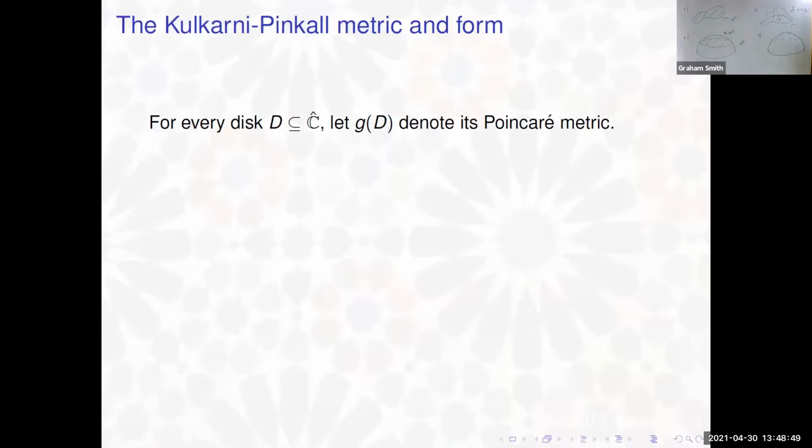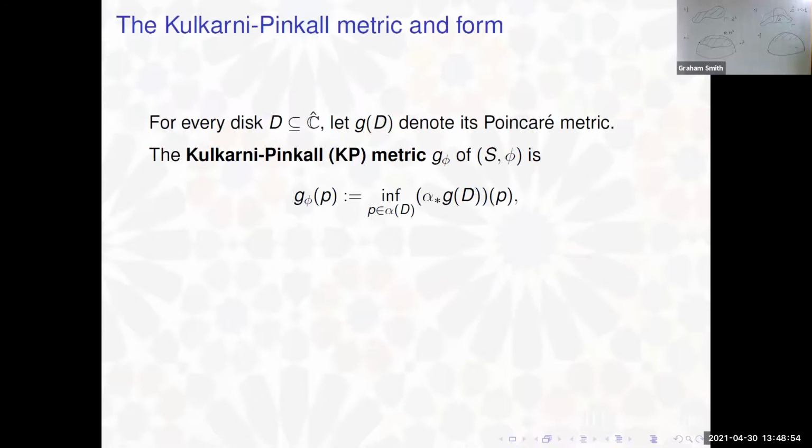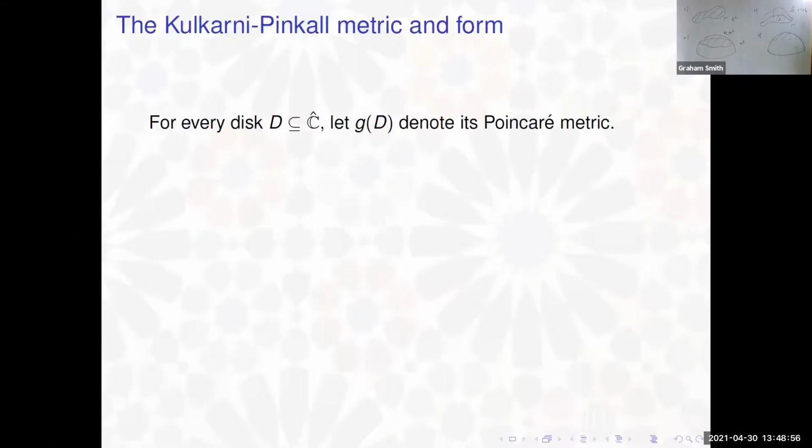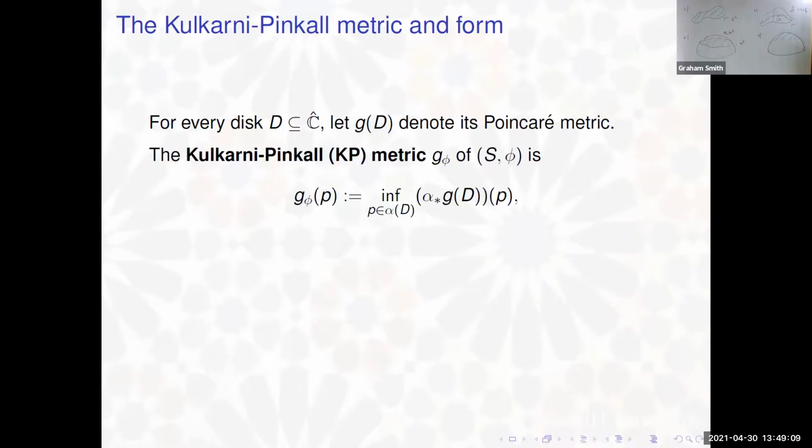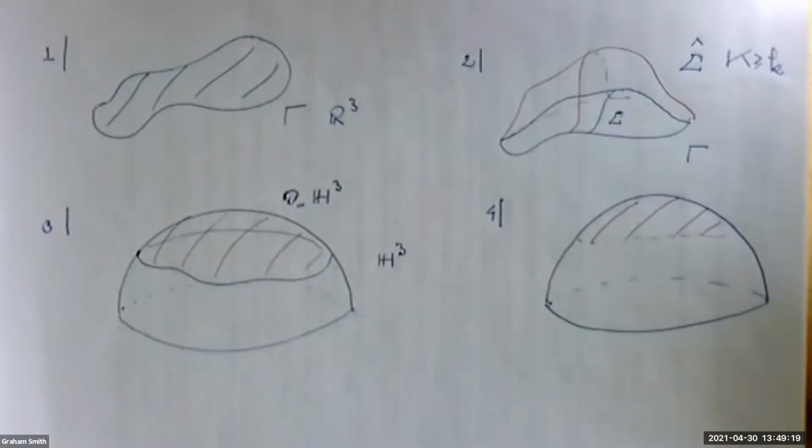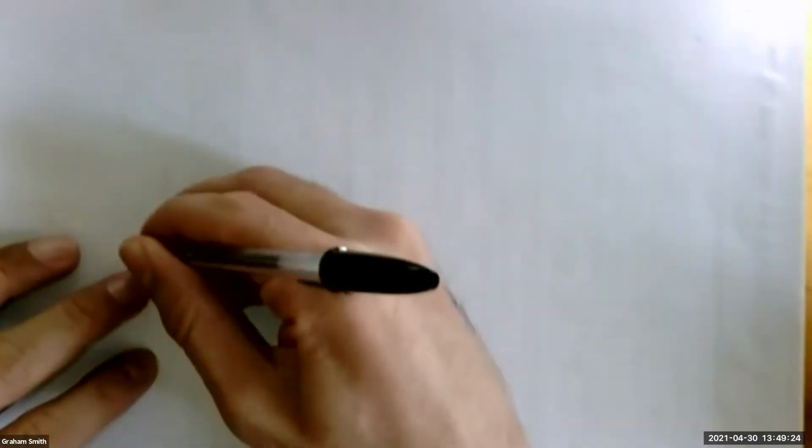So now we get to the Kulkarni-Pinkall metric. Suppose I have a disk in the Riemann sphere. I will denote by G its Poincare metric, which, as we know, is a complete hyperbolic metric. And we can now define the Kulkarni-Pinkall metric G phi of my flat conformal structure like this. So this looks rather complicated, so I'm going to do a little diagram just to make everybody's life easy, because it's an important concept.